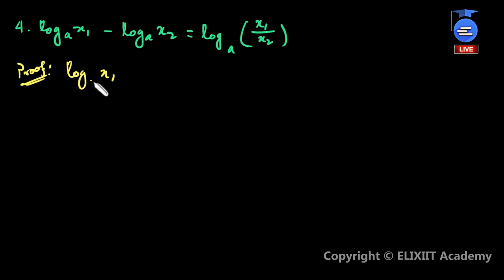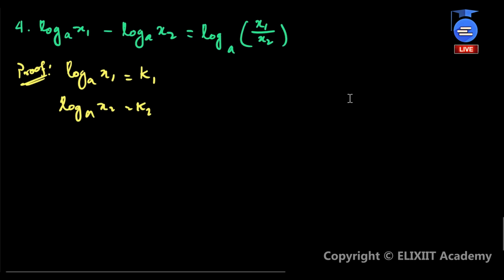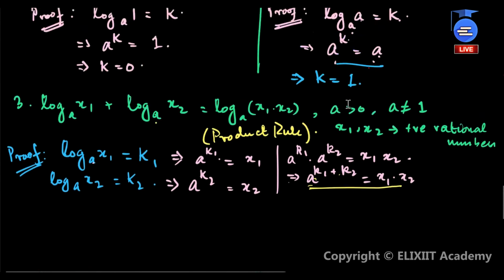We have log x1 base a; take this as k1. We have log x2 base a; take this as k2. Now similarly, try to represent this in terms of x1 by x2. In the previous case we took their product. In this case, you have to take their division, x1 by x2. In the previous third case, we considered a to the power k1 is equal to x1 and a to the power k2 is equal to x2, from which we multiplied.